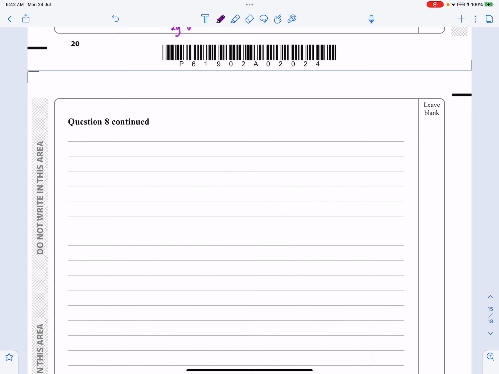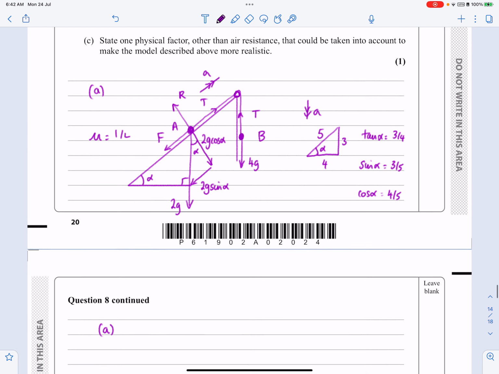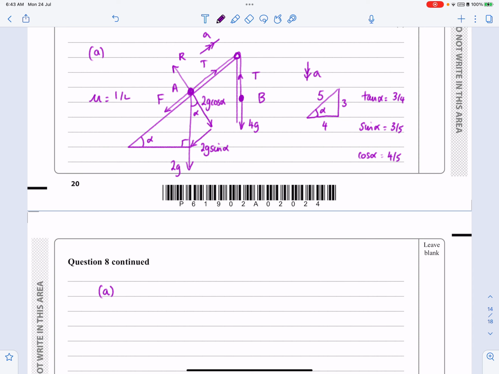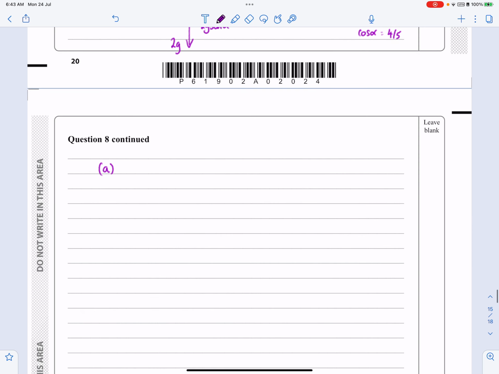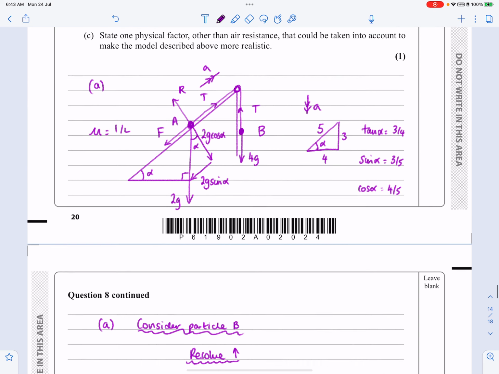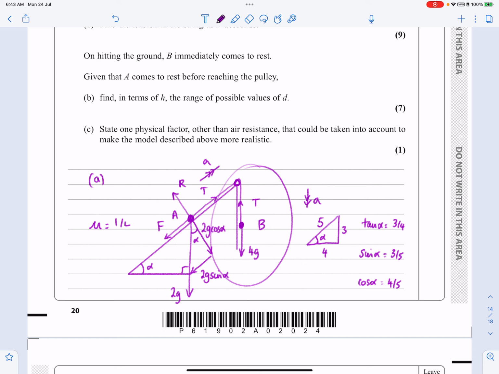I've now got to explain it to the examiner. So in explaining it to him, you get a second description of what we're doing. This is B, this is A continued, isn't it? So consider particle B. I'm telling the examiner absolutely what I'm doing. Consider particle B. Resolve vertically. F equals ma. Let's look at what I'm talking about. I'm talking about this bit here.